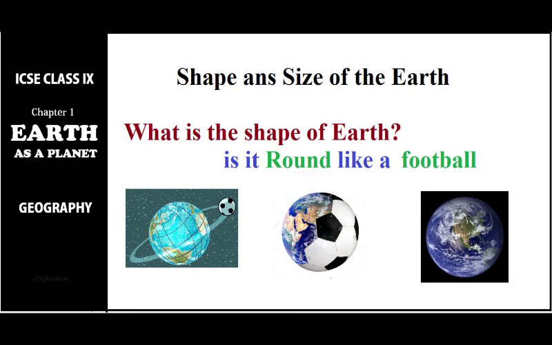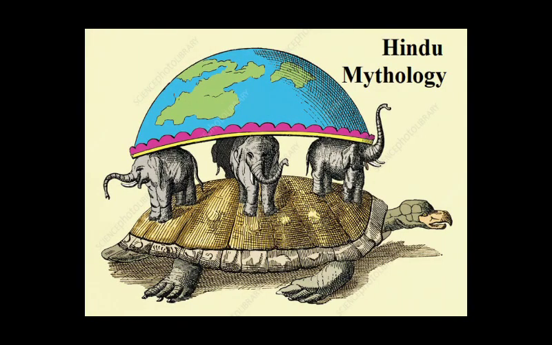What is the shape of the earth? Is it round like a football, or a cricket ball, or a basketball? Yeah, it's almost round. We'll discuss it later. Before that, let's see. According to Hindu mythology, in ancient times, it is believed that the shape of the earth is somewhat like this, right? It's semicircular or hemispherical in shape, which is carried by 4 elephants and a turtle, right? All these things are there.